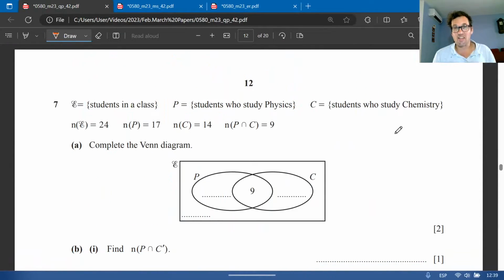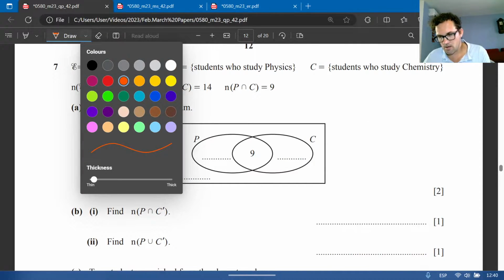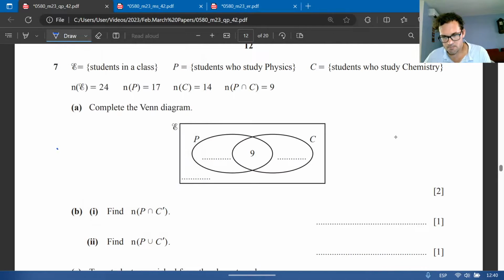Question 7. Venn diagrams, my favorite. Yeah, I think it's my favorite, just ahead of vectors. Vectors second place. Right. It says complete the Venn diagram. So let's look carefully at all the information. Right. E is the universal set.